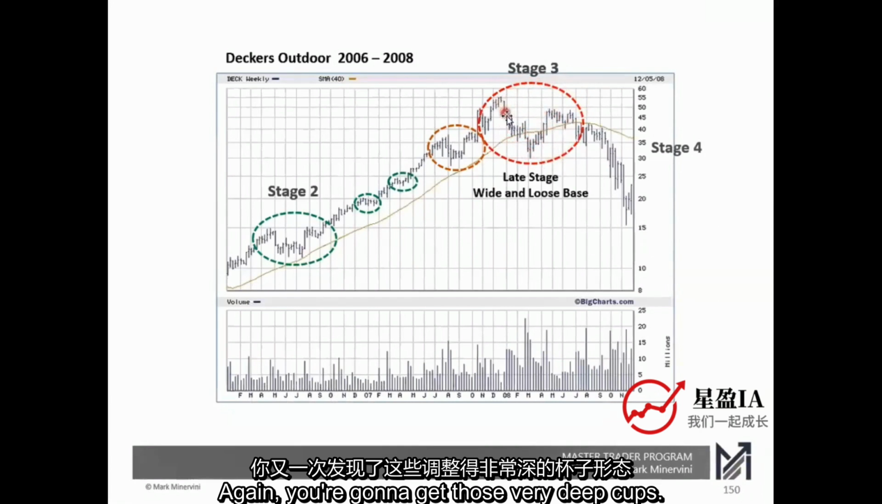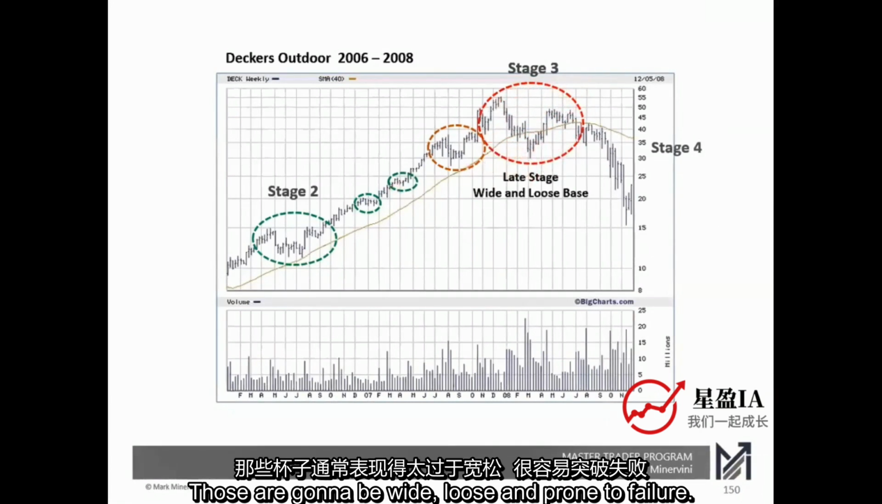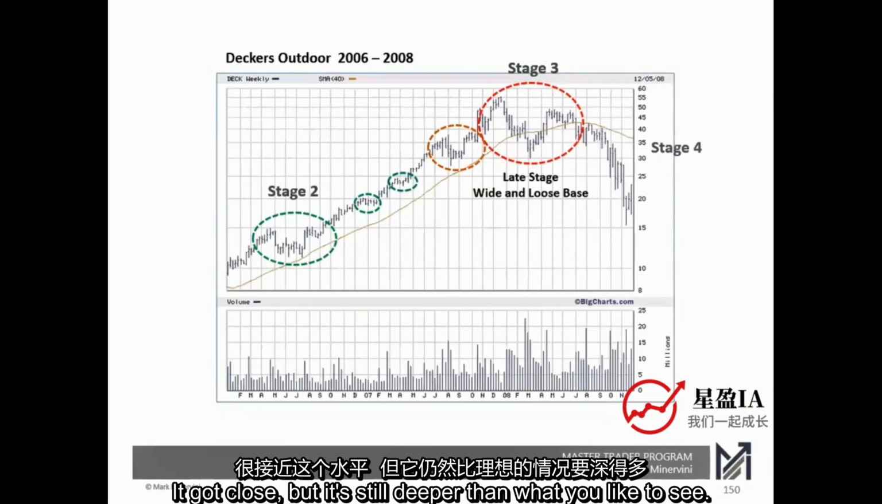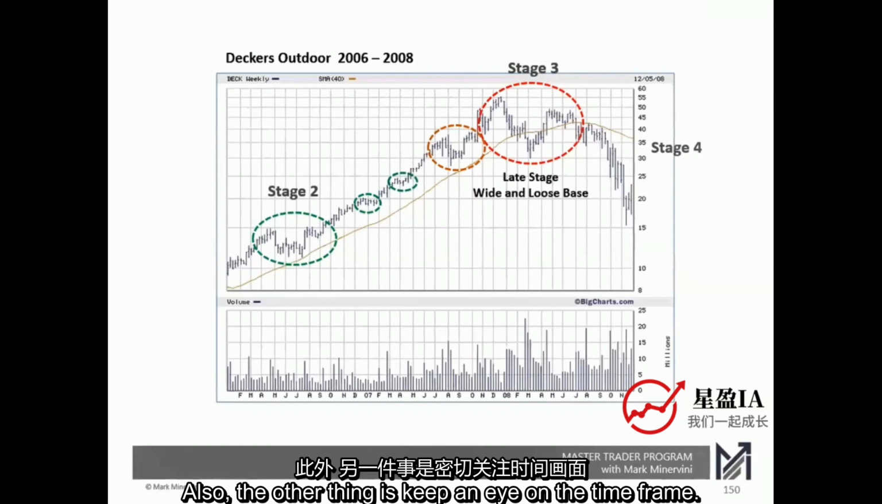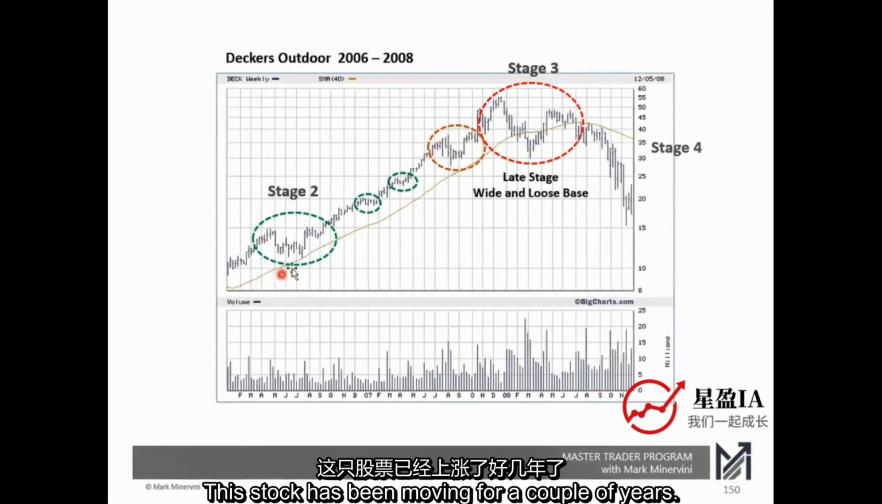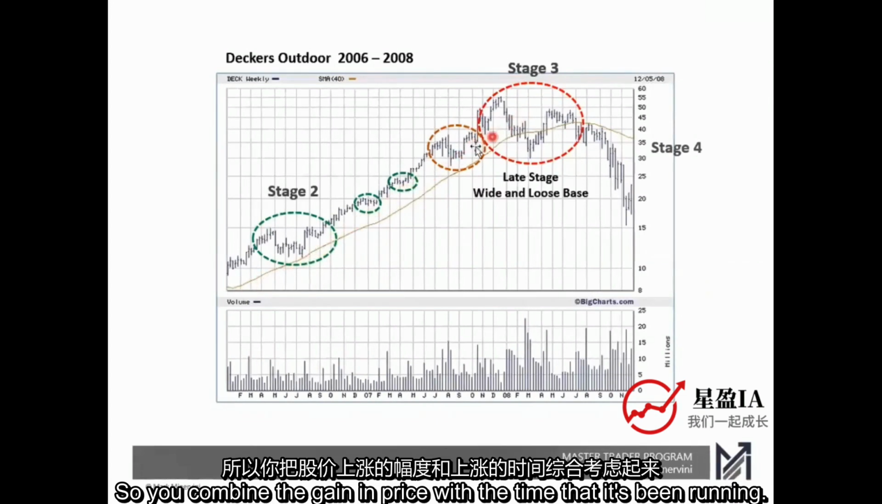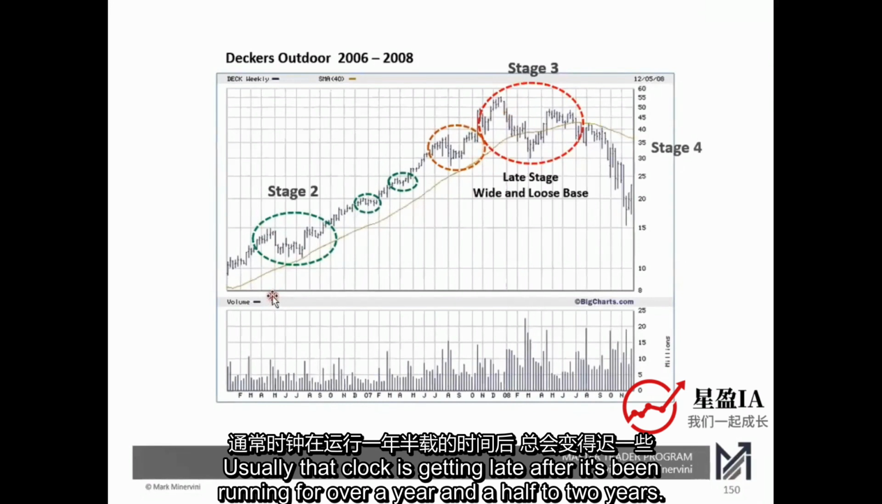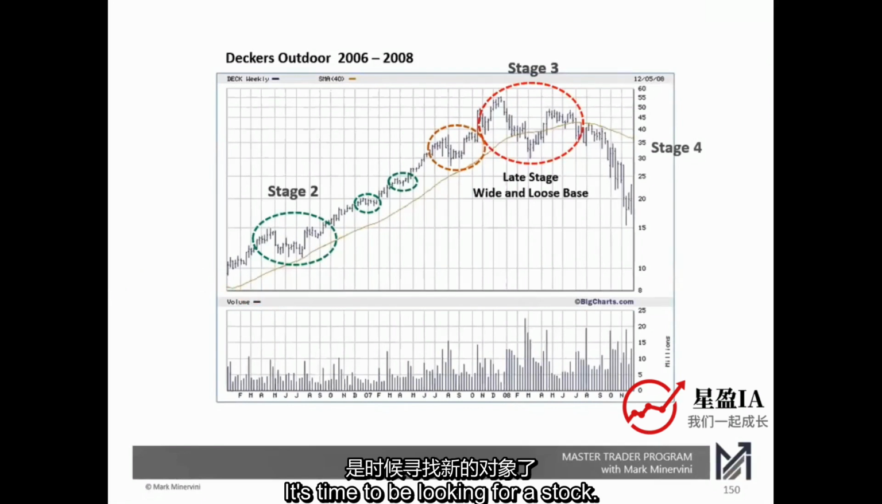Again, you're going to get those very deep cups, and those are going to be wide, loose, and prone to failure. And that's almost a 50% drop there. I mean, 55 to 30, it got close, but it's still deeper than what you'd like to see. Also, the other thing is keep an eye on the time frame. How long has this thing been going? This stock has been moving for a couple of years. So you combine the gain in price with the time that it's been running, and usually that clock is getting late after it's been running for over a year and a half to 2 years. It's time to be looking for a top.